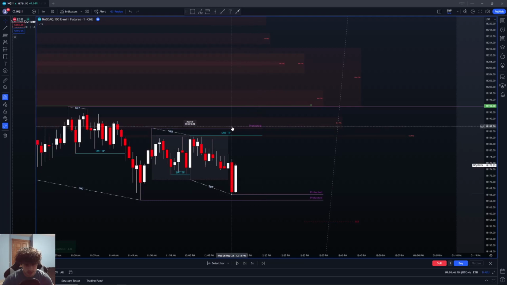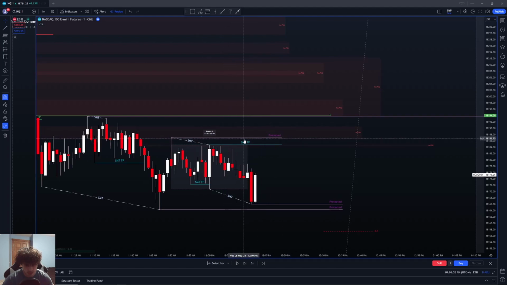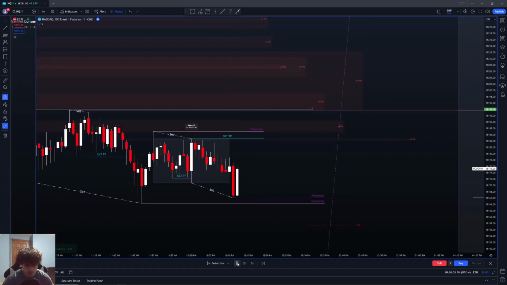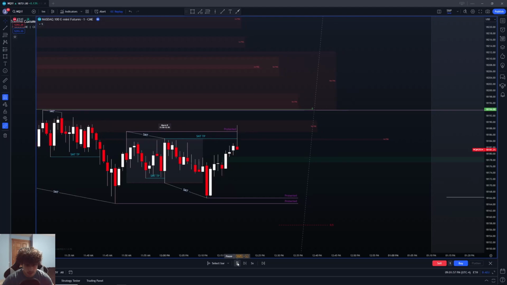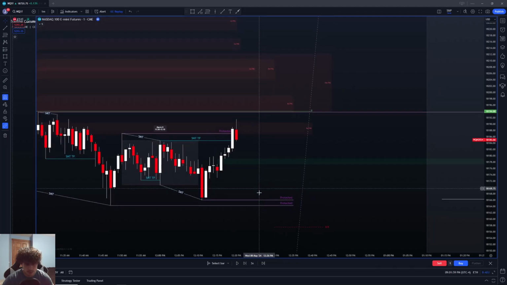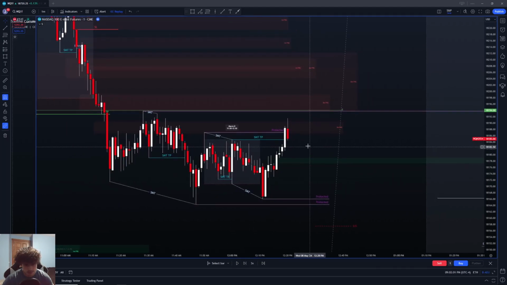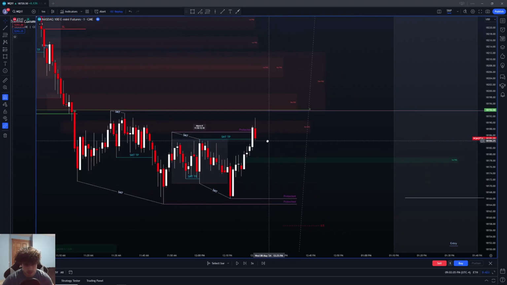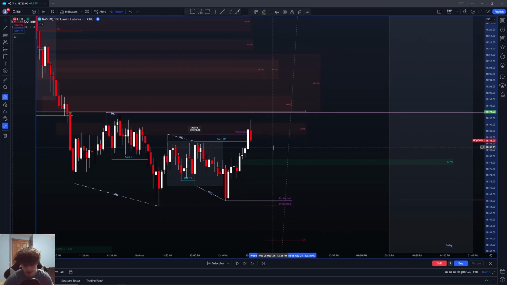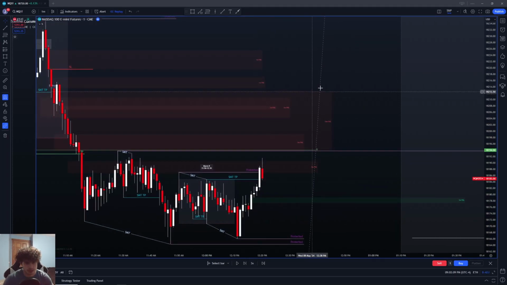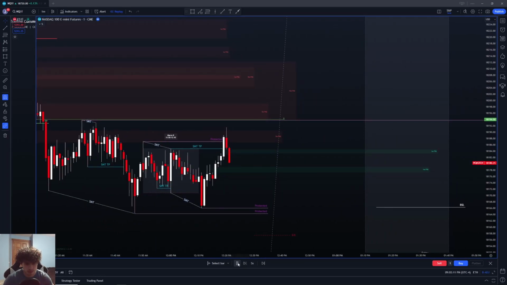After this, I would expect this protected high to get taken because this SMT TP is a draw on liquidity. This protected high is very close. Most likely will get taken here too. So there you go. That gets taken. Here's a 5-minute fair value gap that got respected before, so I would honestly probably respect this or expect this to get respected. If not, we have all these up here that get respected probably.